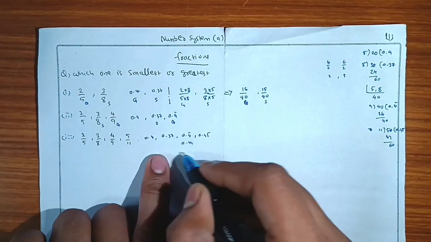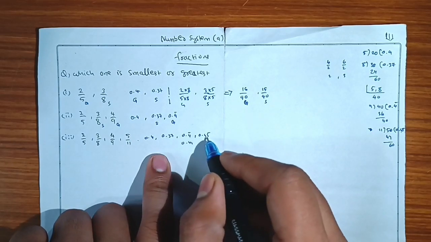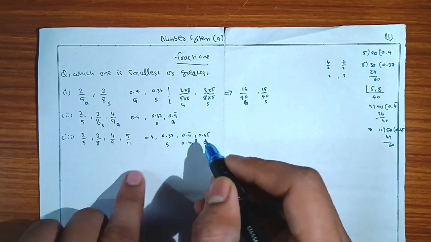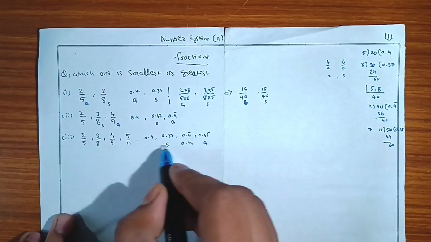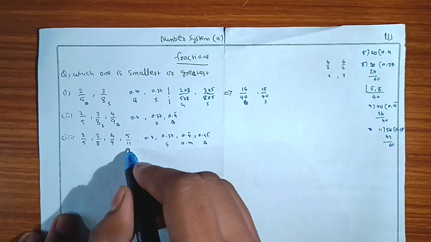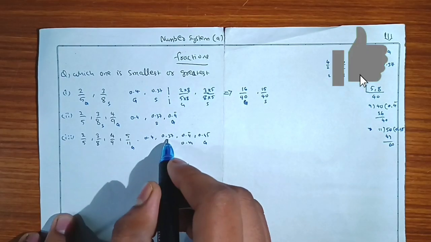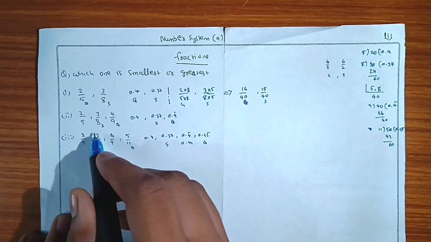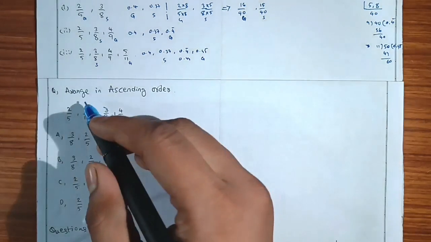So now among these, 0.45 is the greater value and 0.37 is the smaller value. So 0.45 is the greatest, and 0.37 is the smaller value. This is the fraction. Now let us move to the next question.